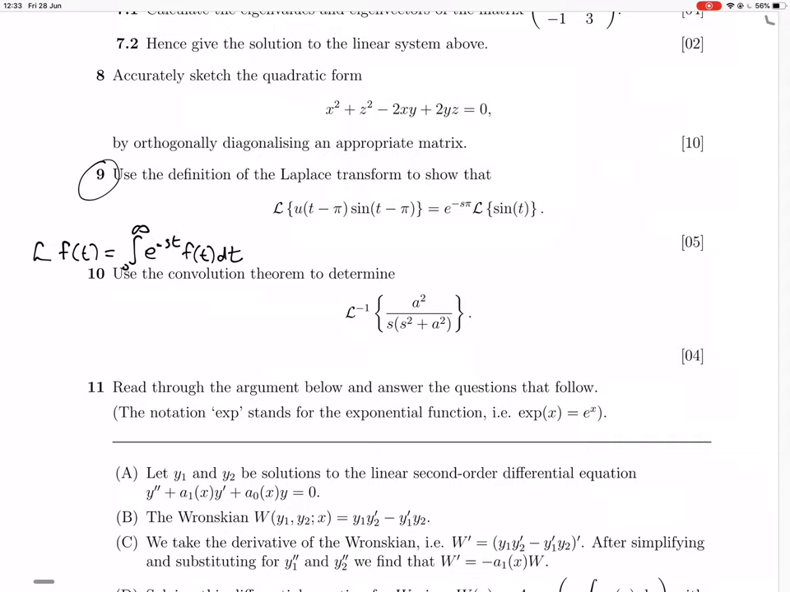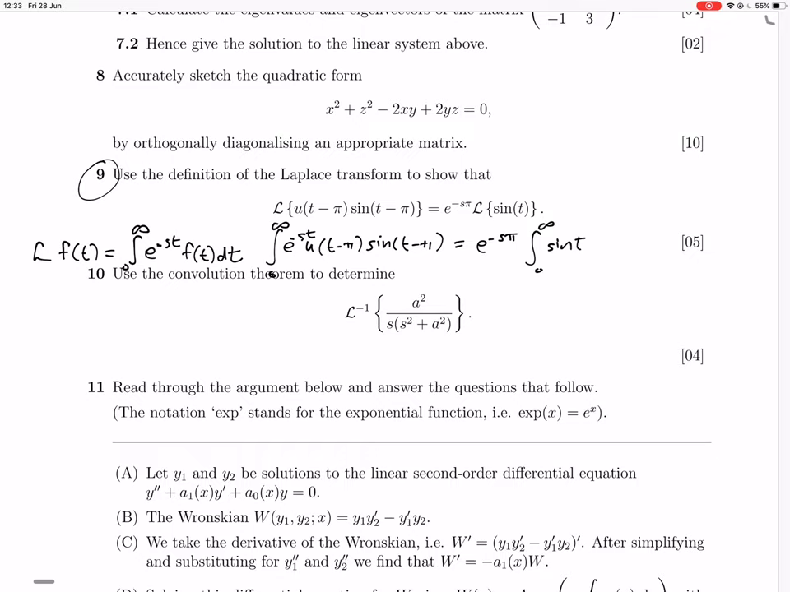Okay, so if we do that to both sides, on the left we'll have the integral from 0 to infinity, I'm not going to bother writing that down, of u(t minus pi) sine(t minus pi), and on the right we will have, well, I forgot the e^(-st), but e^(-st) integral. On the right we will have e^(-s pi) times the integral of sine t, from 0 to infinity.